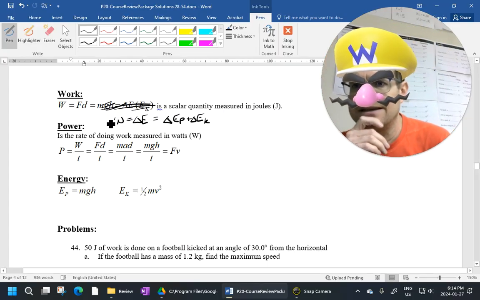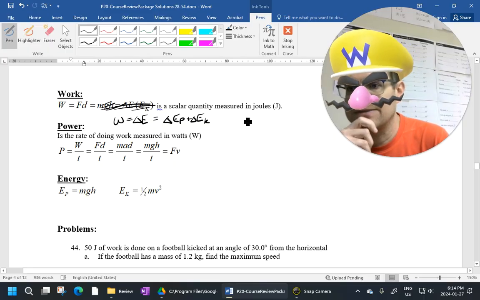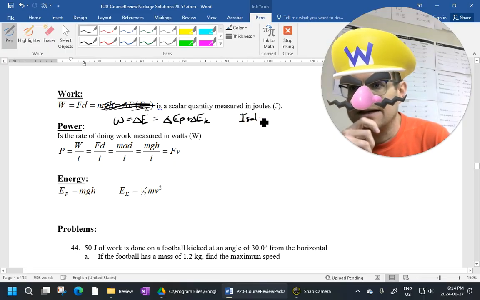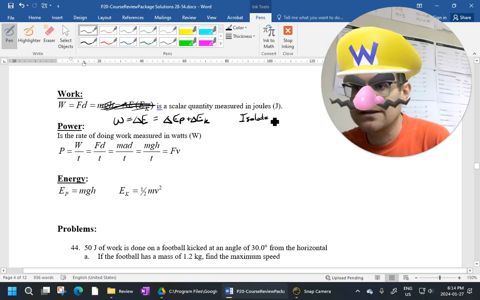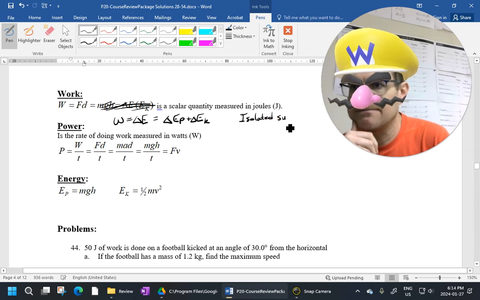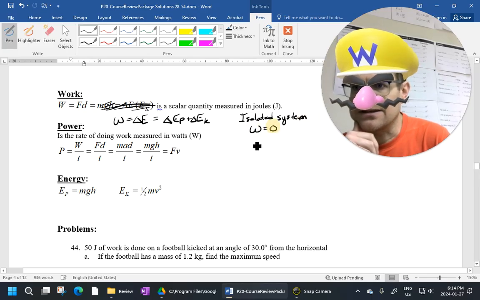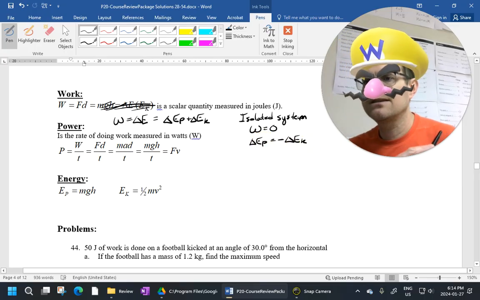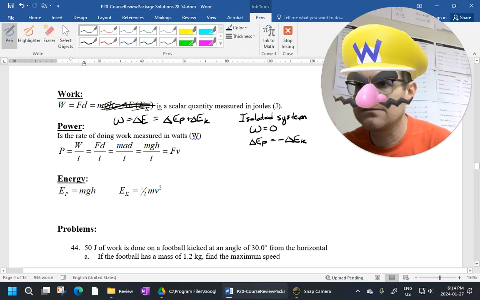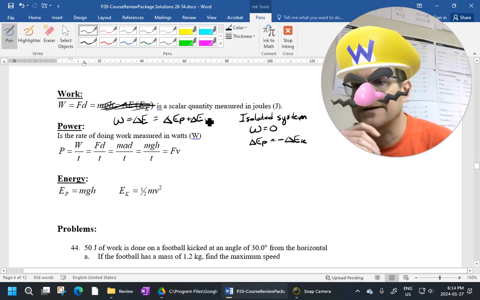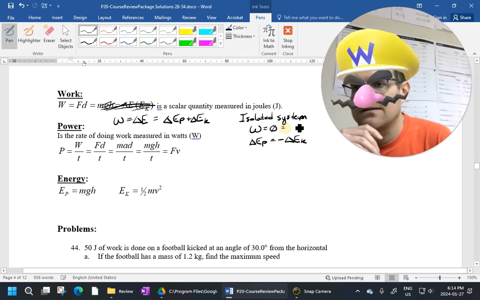So, in an isolated system, let me just write this down, an isolated or closed isolated system, work is equal to 0, which means that any change in potential is equal to the change in kinetic, but the other way, right? So if I lose potential, my kinetic goes up, or vice versa. Right?